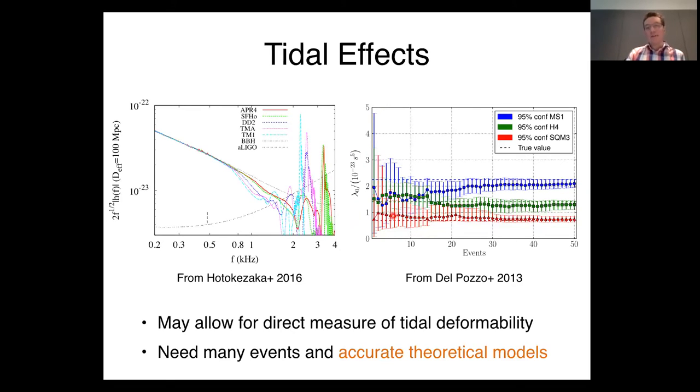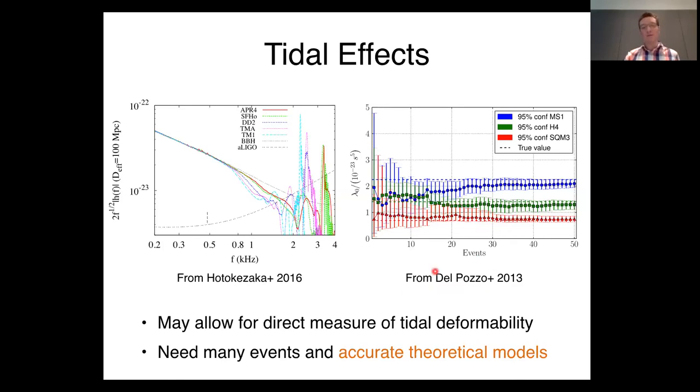And they show that even for a very stiff equation of state like the SQM3, with 20 or so detections, we will be able to measure very accurately this tidal deformability. And by stacking together a large number of detections, it will be possible to tell apart many different equations of state and rule out a lot of models. Of course, the catch here is that we need a lot of events. It's going to be unlikely to be able to place strong constraints on the equation of state or neutron star radii from a few loud events, but we really need many.